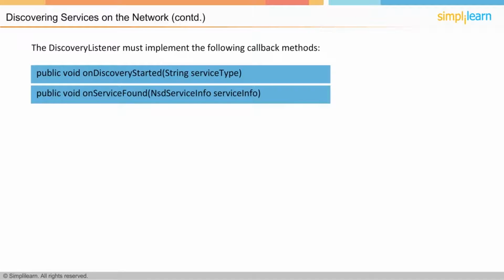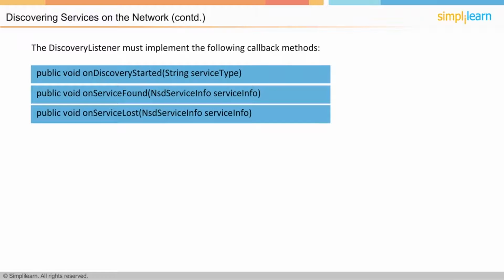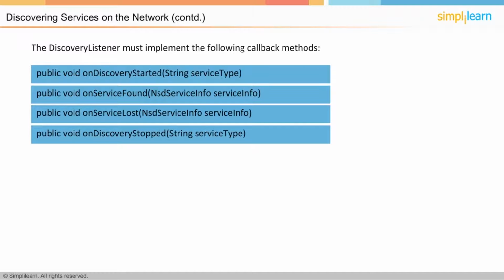OnServiceFound is called when a service is found and passes the service info object corresponding to the found service. In this step, it is a good practice to check if the application discovered its own network service or if it is providing one. If a service we are looking for is discovered, we can connect to it. But before connecting, we must determine the connection information for that service by calling the resolveService() API. OnServiceLost is called when a service that was previously found is no longer available. OnDiscoveryStopped is called before stopping the discovery.